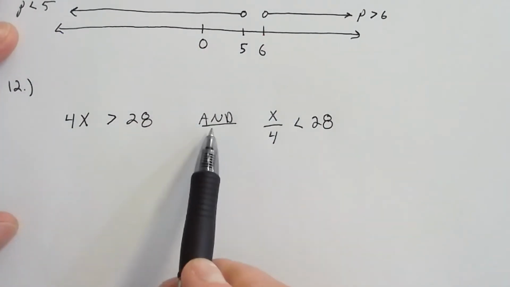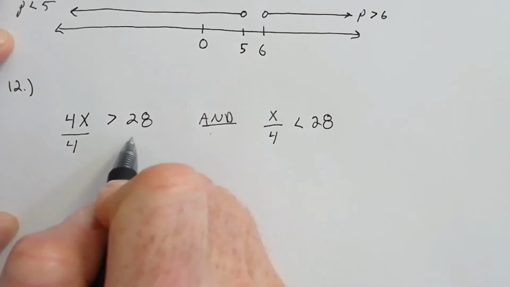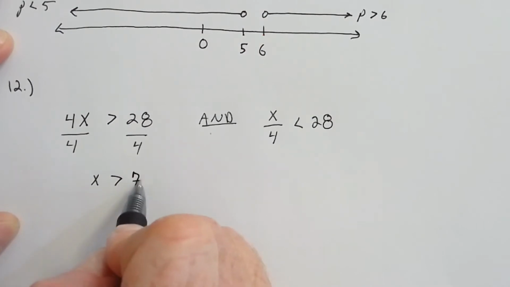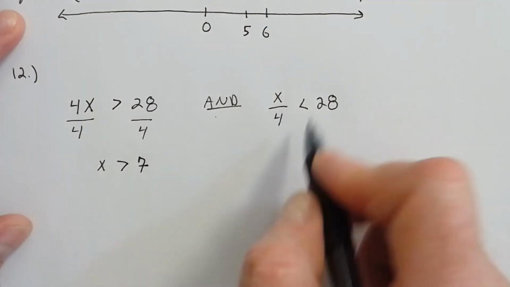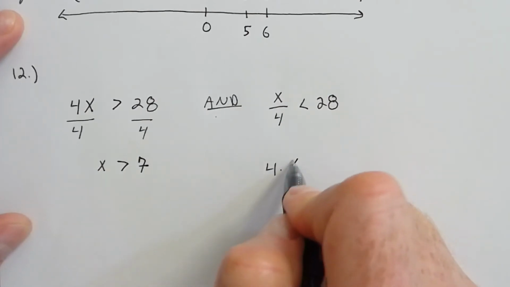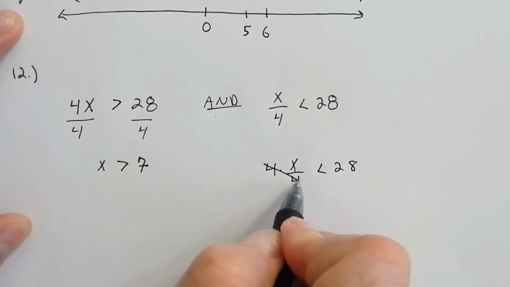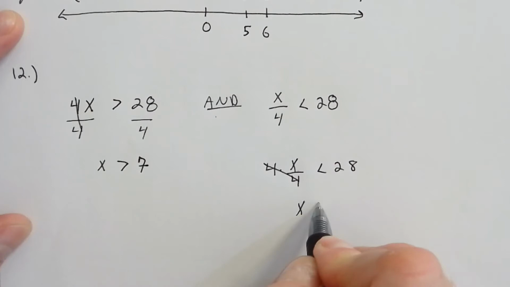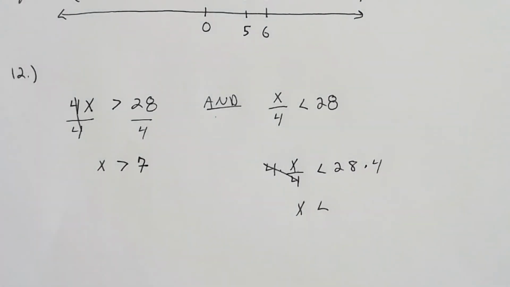So this is another compound inequality of the "and" type, and we'll just divide right by 4. X is greater than 7, and we're going to cross multiply, so 4 times... and that's going to leave us with X is less than 56, and 56 is 112.